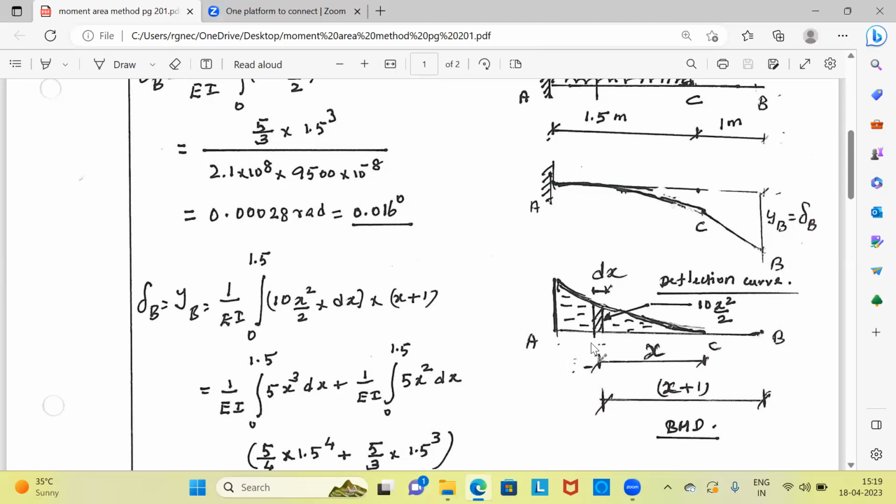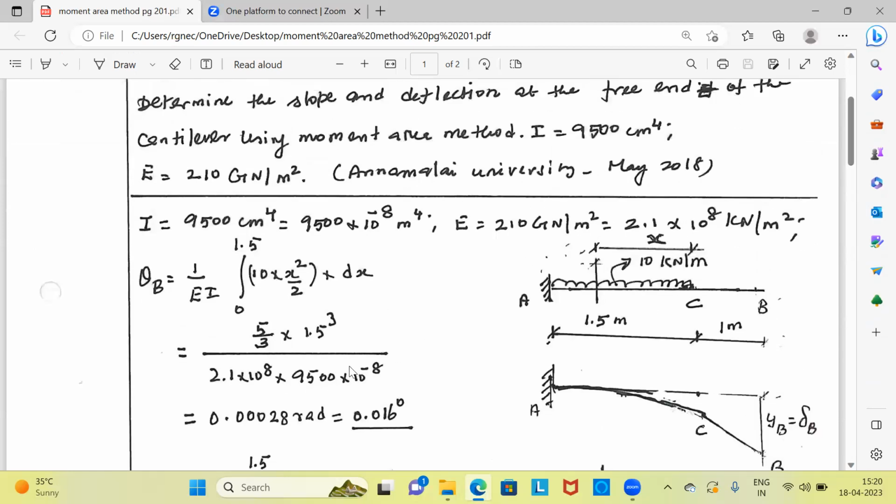At any distance x, the bending moment is equal to 10 into x by 2, that is 10x squared by 2. The width of the elementary strip is dx. The area of the elementary strip is 10x squared by 2 into dx. C is taken as the origin. We have to do the integration for getting the total area of the bending moment diagram between C and A. That means the limits are 0 to 1.5, and that is what has been written here.